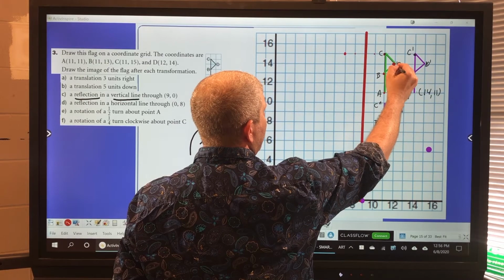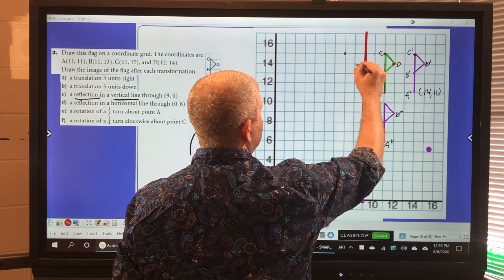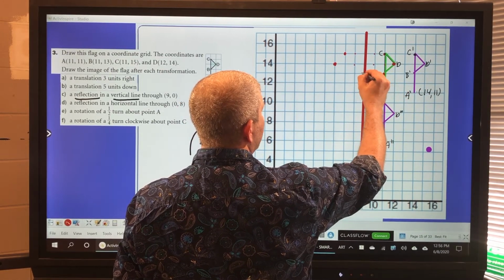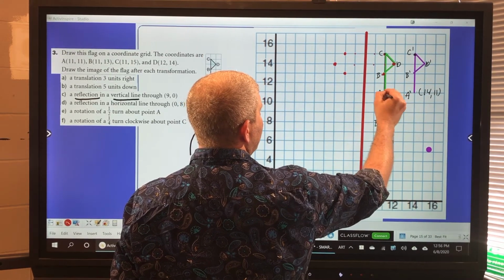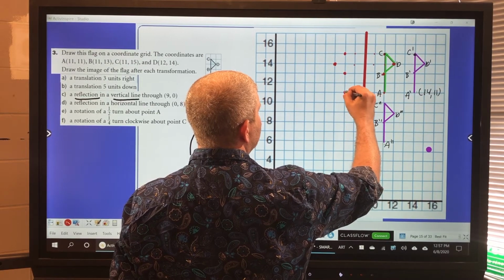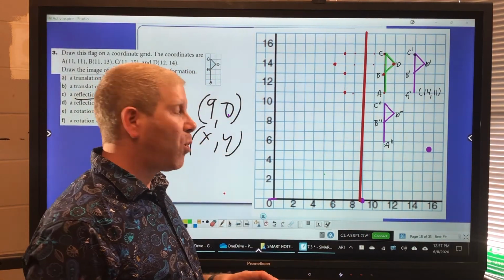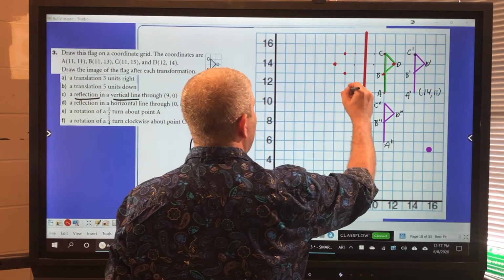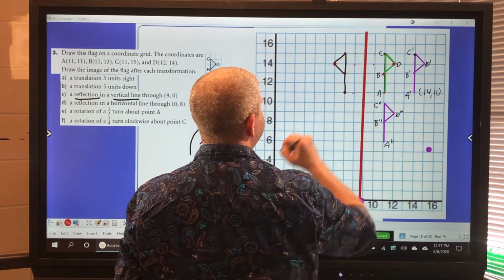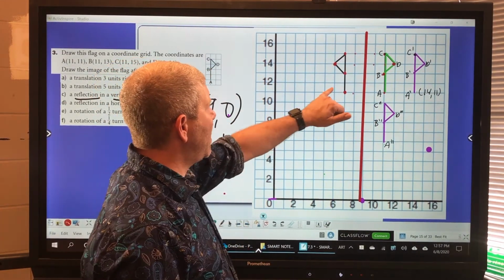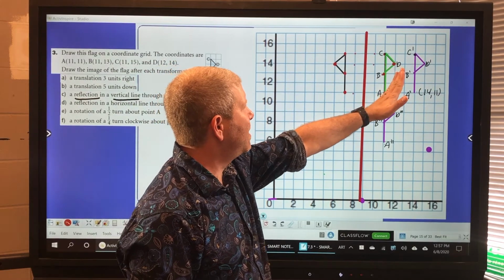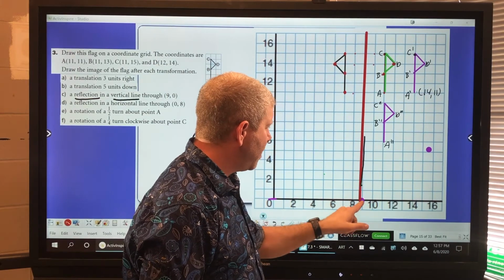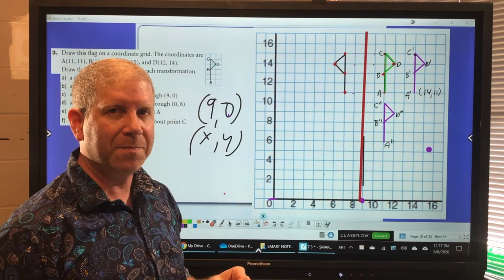This D point here is 1, 2, 3 units away from the line, so we're going to go 1, 2, 3 units to the left. B is 2 units over, so we're going to go 1, 2 units over. And A is 1, 2 units over, so we're going to go 1, 2 units over. And that shows us where the points are, and we can simply now connect those points with a line. I'm going to make it a black line. And there we go. That's our reflection from this image over to the black, reflected in the vertical line through the point 9, 0.